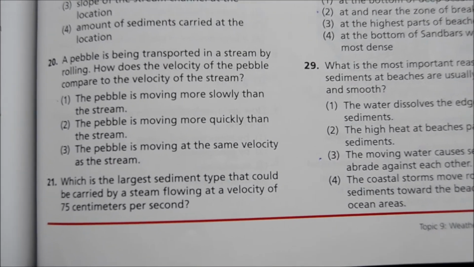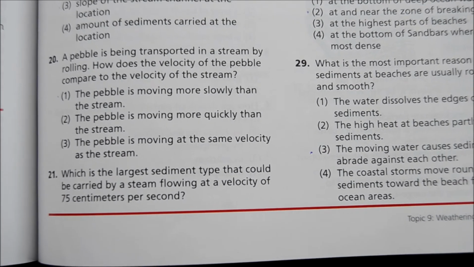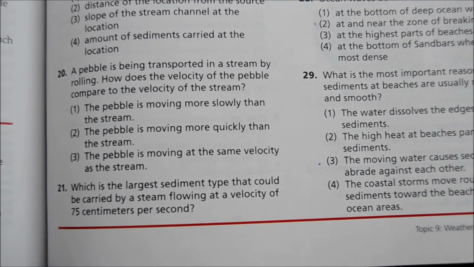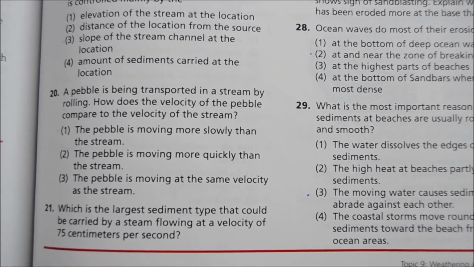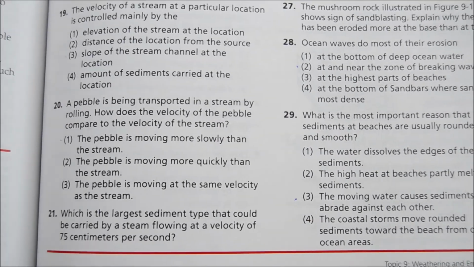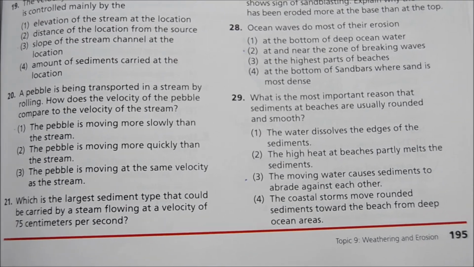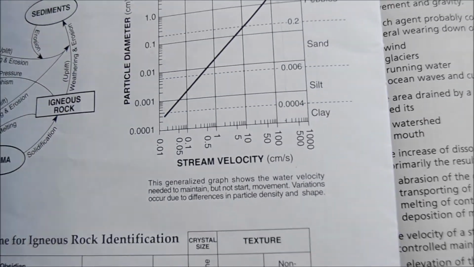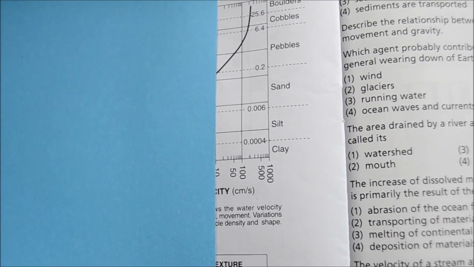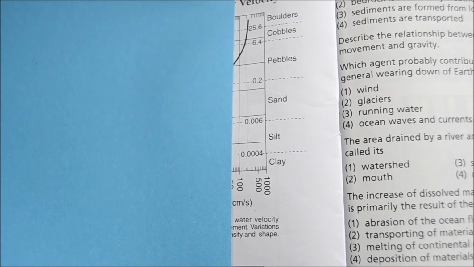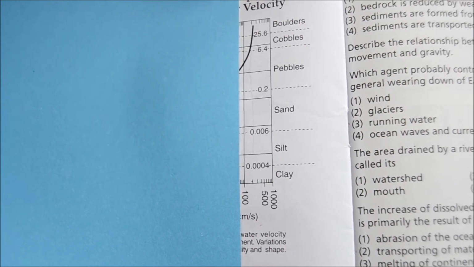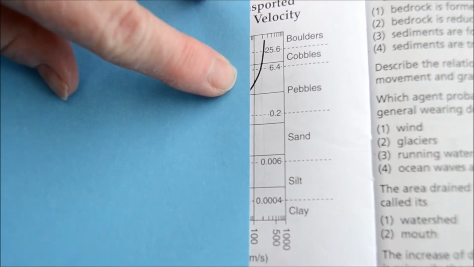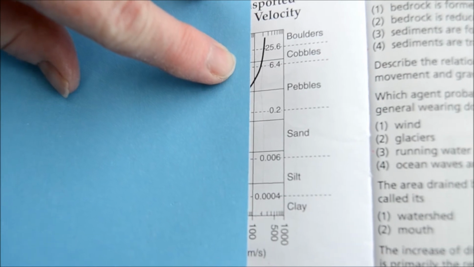21. Which is the largest sediment type that could be carried by a stream flowing at the velocity of 75 centimeters per second? Now I need you back to your reference table. Page 6. This you're going to need to be able to do with your test too. So I'm going 75 centimeters per second. Remember, these are going up by 10. So 10, 20, 30, 40, 50, 60, 75 is about right here. If I'm looking to see where I hit my dark black line, that would be pebbles. So my largest is pebbles.